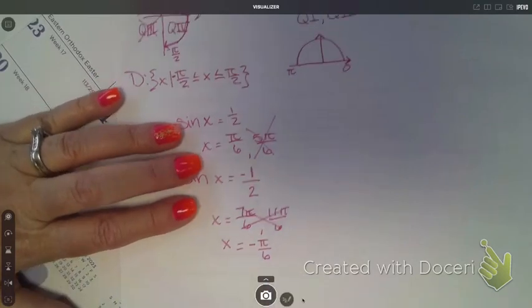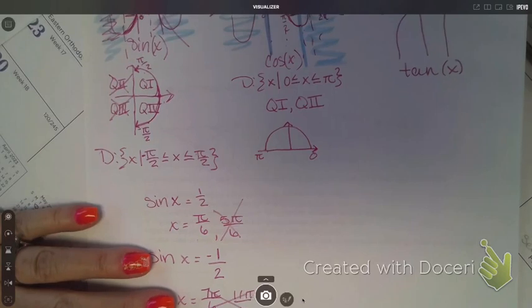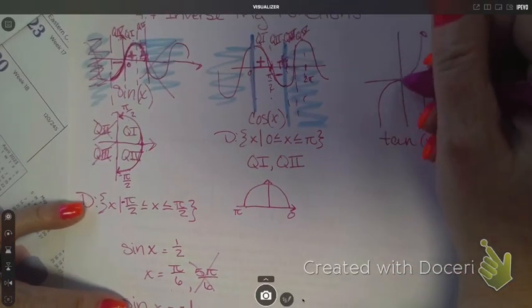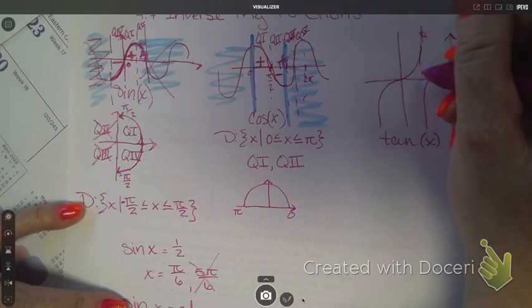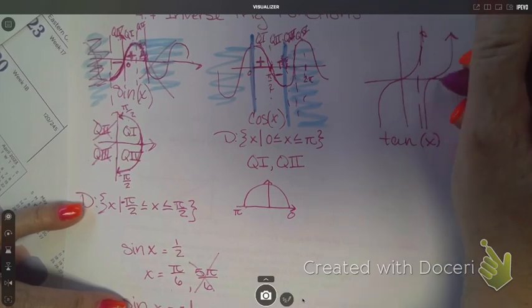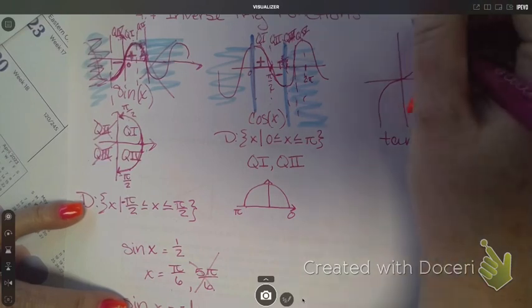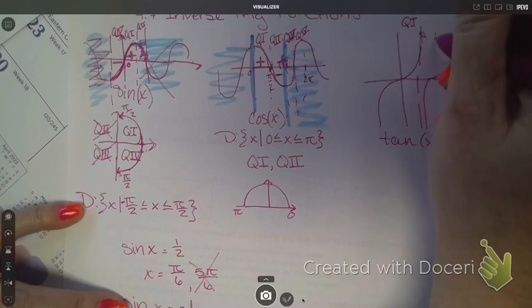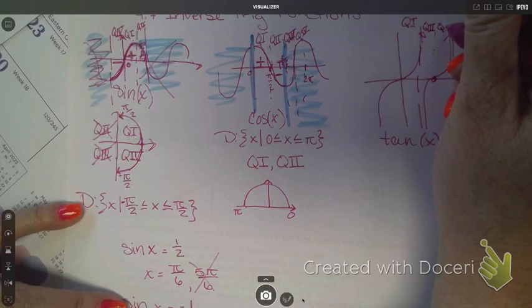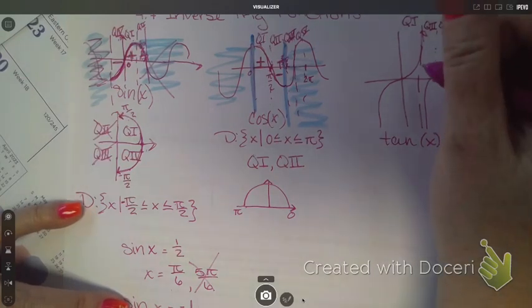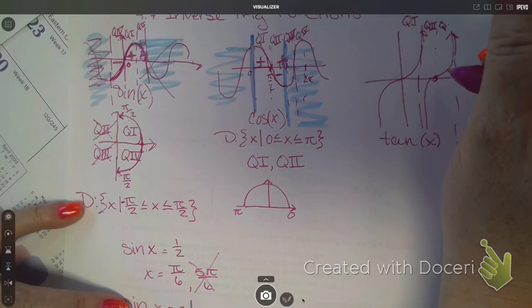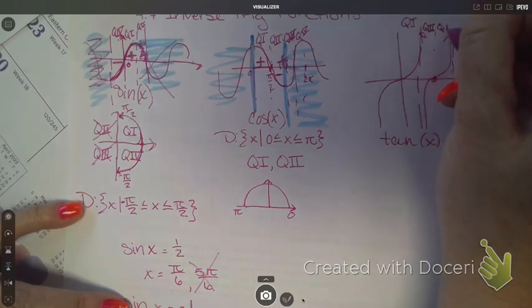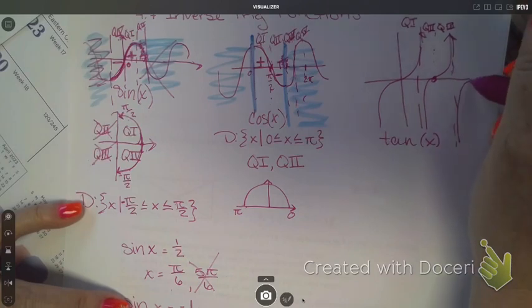Okay, now we need to do tangent. So in tangent, let's see. We've got asymptotes for our quadrants. So this is Q1. This is Q2 from the 0 right here. So Q2, Q3. And then I'd have to start a new one for Q4, wouldn't I?